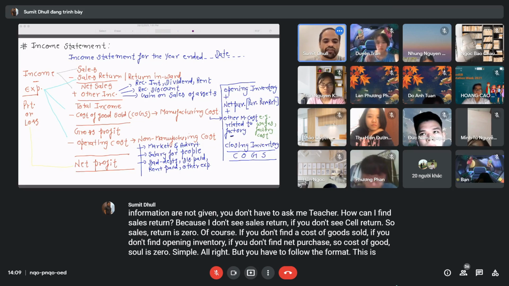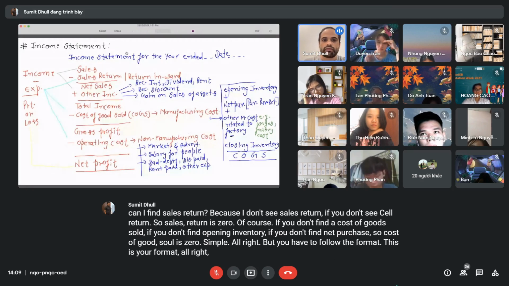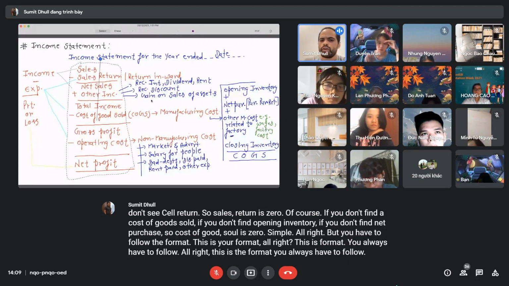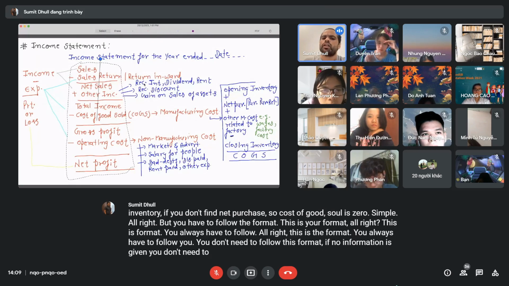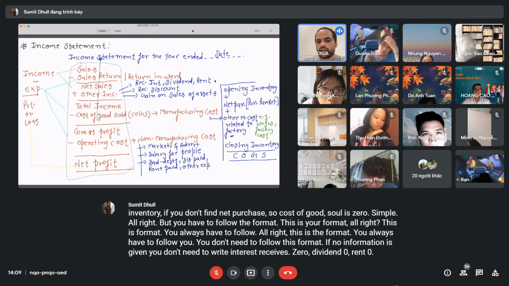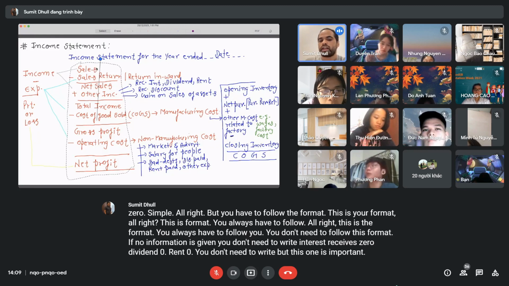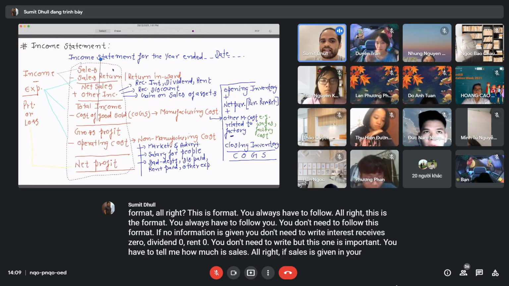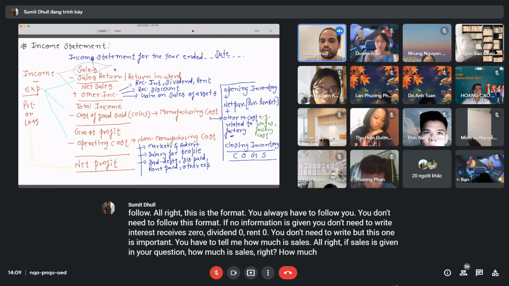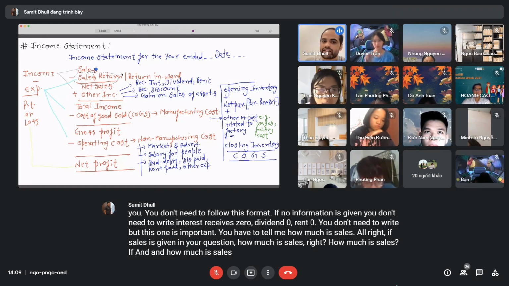This is your format. This is the format you always have to follow. You don't need to follow this format for everything. If no information is given, you don't need to write interest received 0, dividend 0, rent 0. No, you don't need to write. But this one is important. You have to tell me how much is sales. If sales is given in your question, how much is sales, and how much is sales return? If no sales return, write down sales return 0.